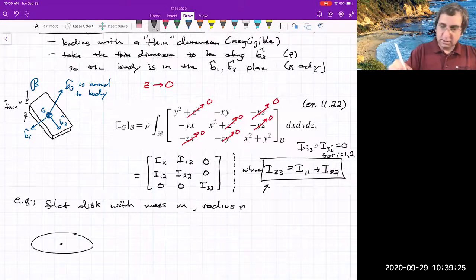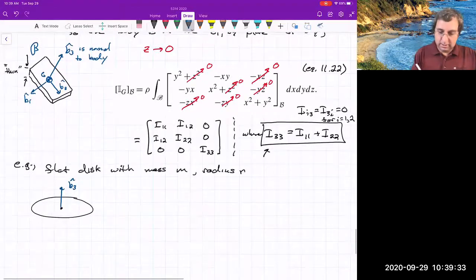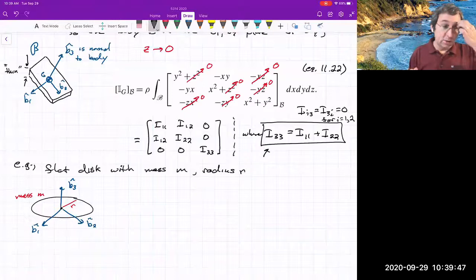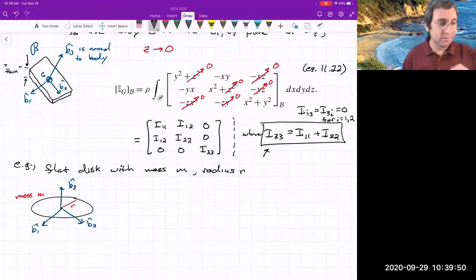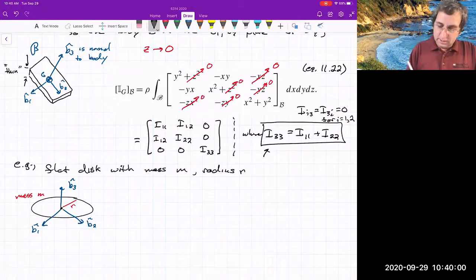There's our center of mass. Here is B3. B3 has to be normal to the plane of the object. And then B1 and B2. This has a radius r, a total mass m. And you could do the integral to find out what the moment of inertia is, but you could also just look it up. Somebody's done it. It's probably in Appendix D of the book.